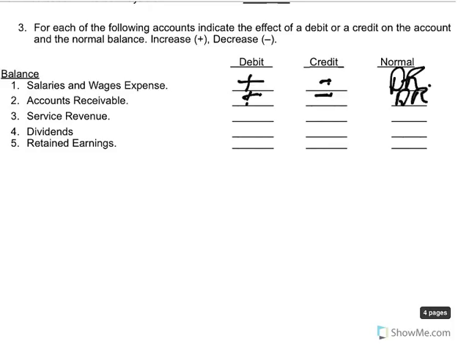Service revenue. Well, revenue really will go up with a credit. It never really goes down with a debit, and it would be a credit balance account. Dividends, the same thing. Dividends will go up with a debit and will have a normal debit balance. And retained earnings decreases on the left, increases on the right, and has a credit or right-hand balance.